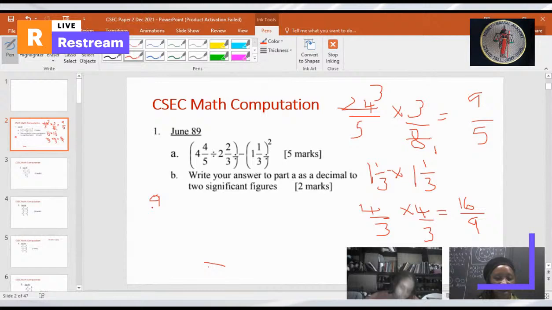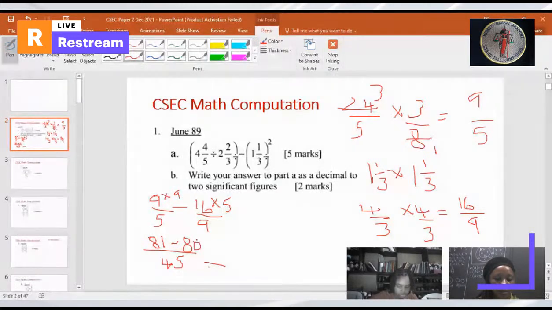All right. So it's 9 over 5 minus 16 over 9. And the LCM of 9 and 5 is 45. So 5 into 45 goes 9 times. 9 times 9 is 81, right? 81. And 9 into 45 goes 5 times. 16 fives are 80. So we're left with 1 over 45. So that's the answer for A.